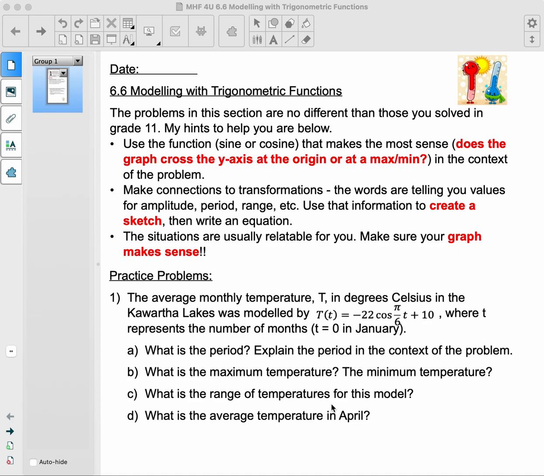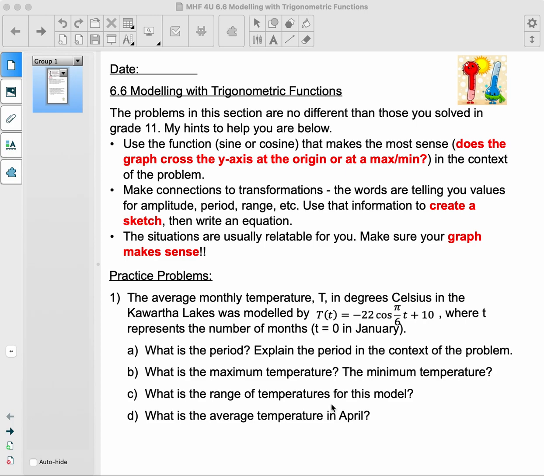The nice thing about trig is a lot of the things are relatable. So these questions are very similar to the ones you did in grade 11. They're just going to be usually in radians. So I have hints to help you, but basically make sure you know what the variables represent, make sure it makes sense, and apply it back to transformations, okay?